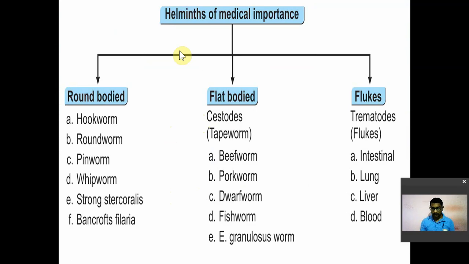There are different kinds of infections of worms. There are three kinds of worms, you may say germs in the intestine. The first one is known as nematodes. Nematodes are round in shape.